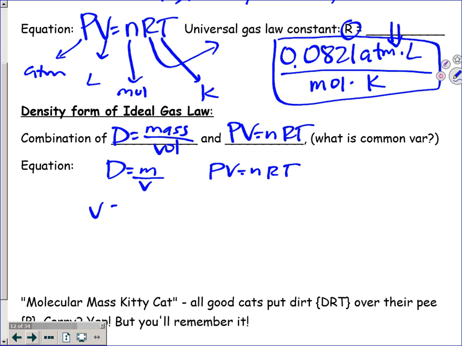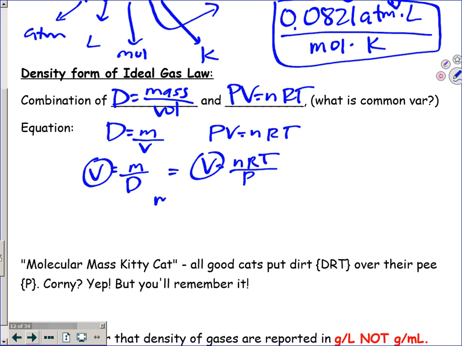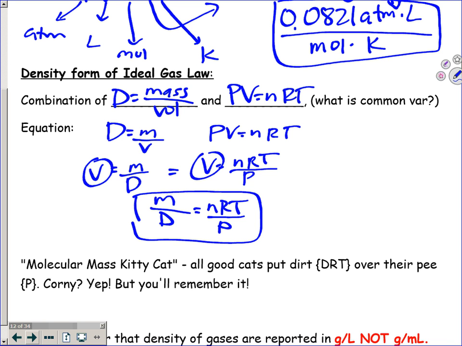So V equals whatever here. Mass. So basically you move V up and D down. So mass over density. And V is equal to nRT over P. Okay. So since I have V isolated here and here, I technically could do what with these two equations? Set them equal to each other. So M over D is equal to nRT over P. So let's make some space. M over D is equal to nRT over P. All right, so we're still not done, but I'm showing you how to derive it if you ever forget it.